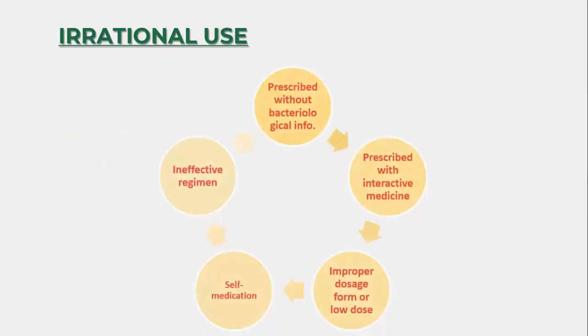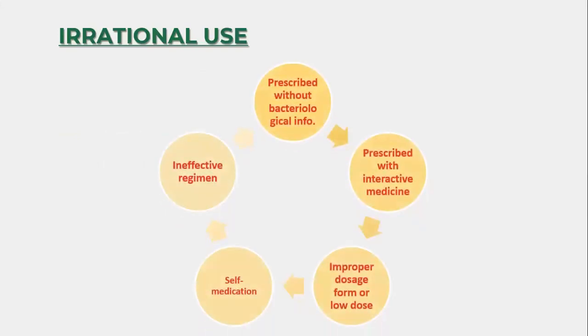Irrational uses include being prescribed without bacteriological information. A prescriber does not have enough or has insufficient knowledge about the causative agent. Prescribed with interacting medicines. Cloxacillin has drug interactions with a number of drugs, so those drugs should be avoided while prescribing cloxacillin. Improper dosage form or low dose.